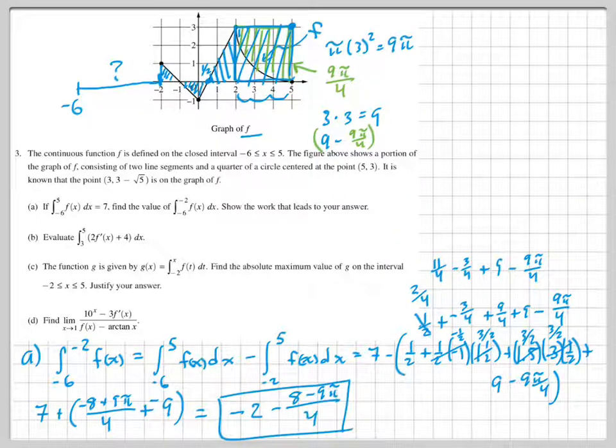I get -2 minus 8 minus 9 pi over 4. And I'm really confident my answer is right, and I also double-checked. I double-checked the scoring guide.